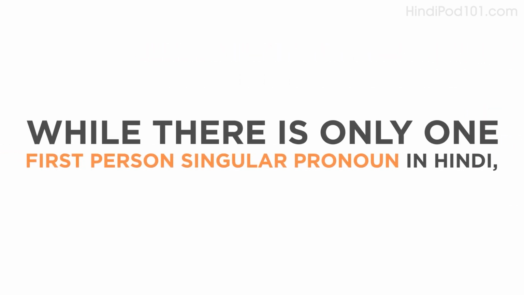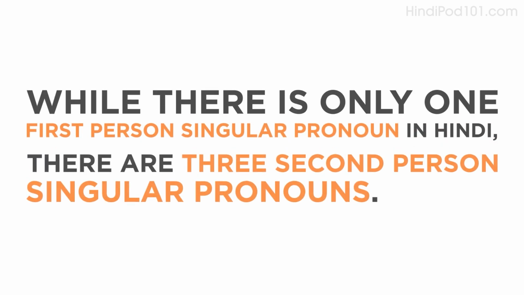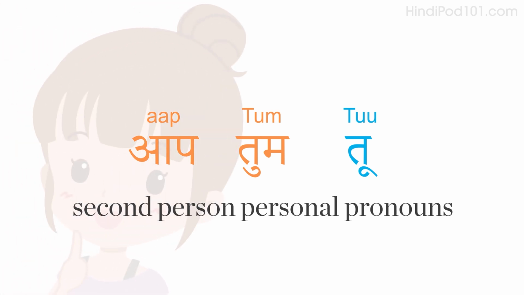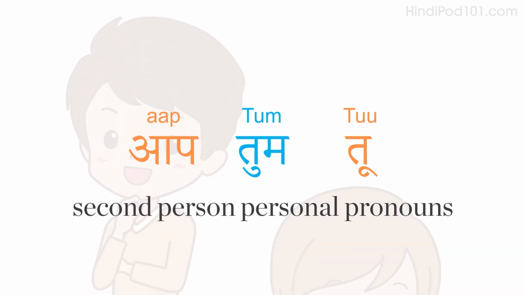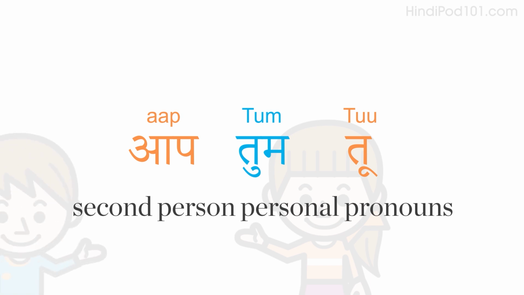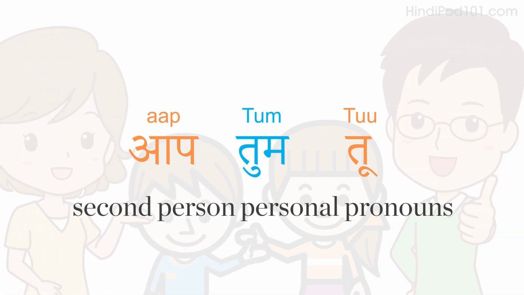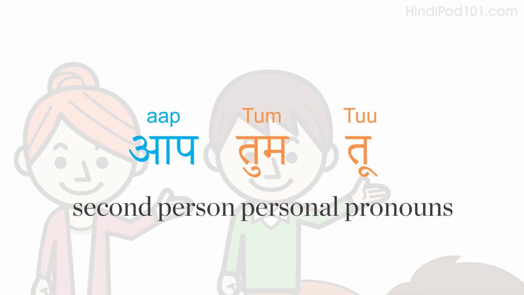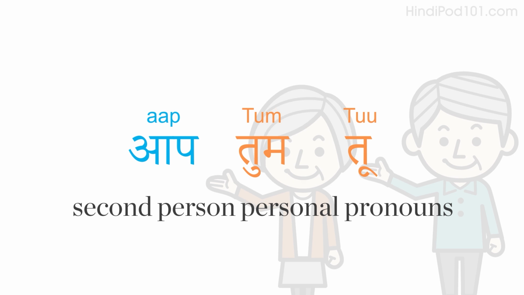While there's only one first-person singular pronoun in Hindi, there are 3 second-person singular pronouns, right? Yes, they are tu, tum and aap. Tu is used in a very informal way, something you will use with a very close friend. Tum is also informal, but not as much as tu. It is something you may want to use with a friend, a close colleague, your kids, your siblings, or even your spouse. But aap is the formal form of address.